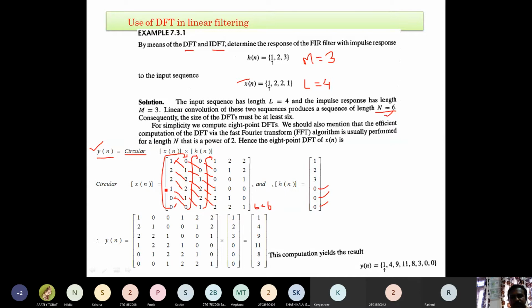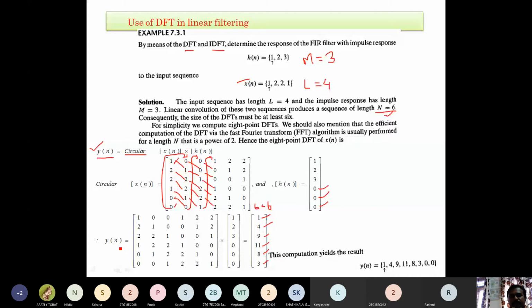n matrix. The multiplication of these two is nothing but y of n. So y of n is the product of the x of n and h of n matrices. So what will the answer be? If I perform the multiplication, the answer y of n is 1, 4, 9, 11, 8, and 3.